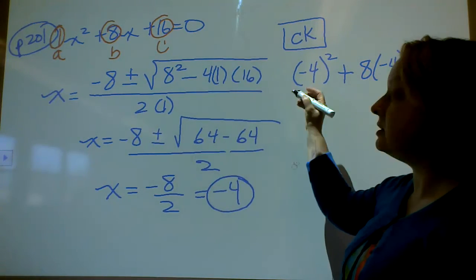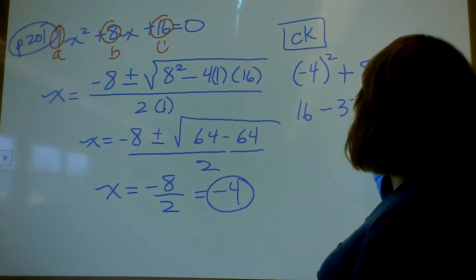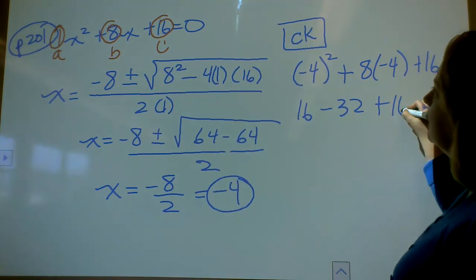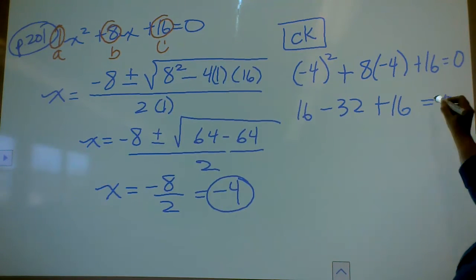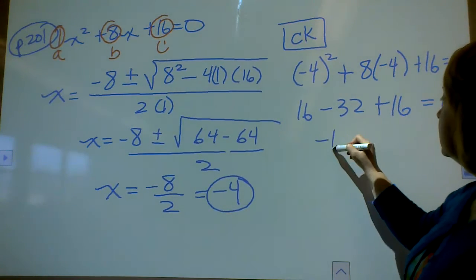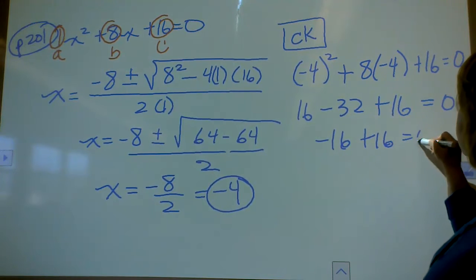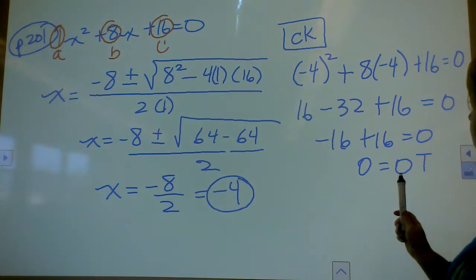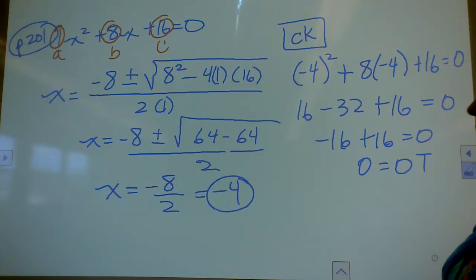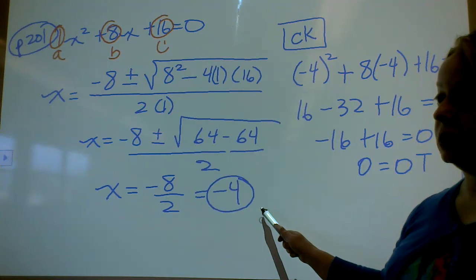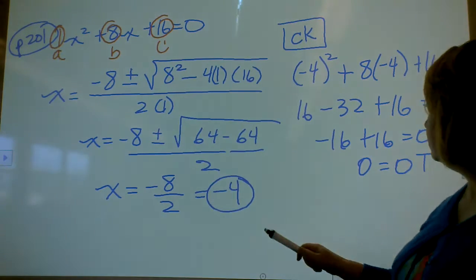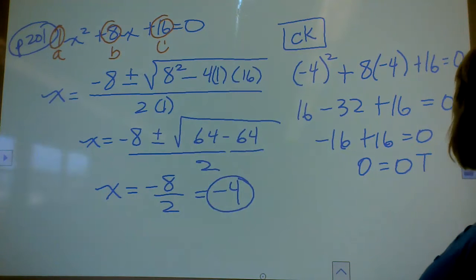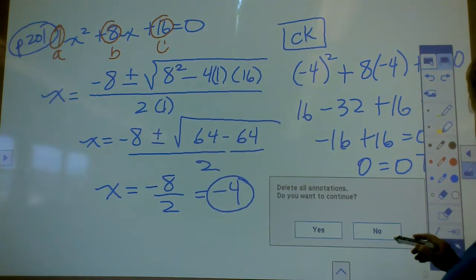So negative 4 squared is 16, minus 32, plus 16 is going to give us 0. So 16 minus 32 is negative 16, plus 16, which is 0. 0 equals 0, which is true, and so I did the problem correctly. So this is an example of where you have one solution. So let's move on to where you're going to have a complex solution. Or actually, it's an irrational solution.